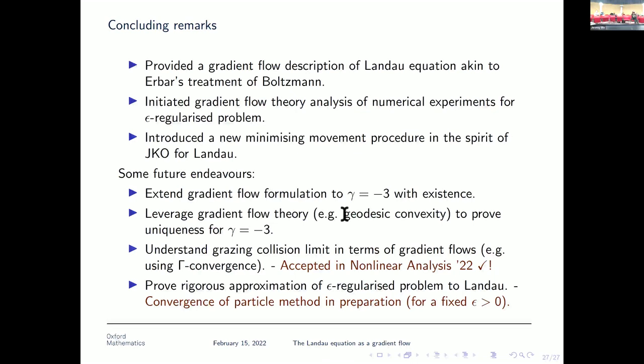But most importantly, I said that uniqueness of weak solutions for gamma equals -3 was open. And one of the motivations for this was, can we use the heavy machinery of gradient flow theory to attack that, of which there's been a lot of work in the last couple of decades. The third thing that was open, but now I'm happy to advertise that it was accepted in Nonlinear Analysis, is that we can recover the grazing collision limit from the gradient flow viewpoint, from Boltzmann to Landau. And I'm also giving a talk on that in one of the later workshops, I think.